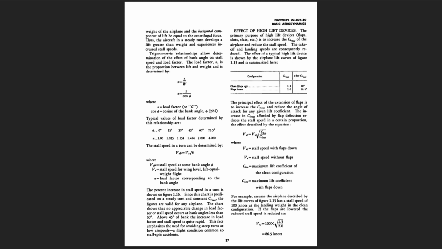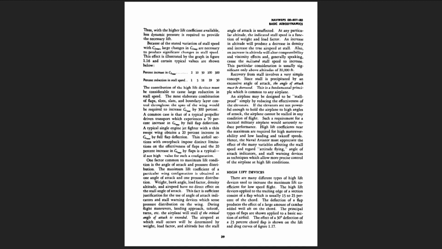For example, assume the airplane described by the lift curves of figure 1.15 has a stall speed of 100 knots at the landing weight in the clean configuration. If the flaps are lowered, the stall speed is reduced to VSF = 100 times the square root of 1.5 over 2.0, or VSF = 86.5 knots. Thus, with the higher lift coefficient available, less dynamic pressure is required to provide the necessary lift.